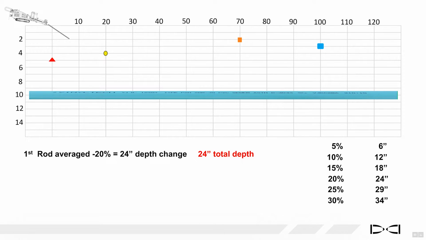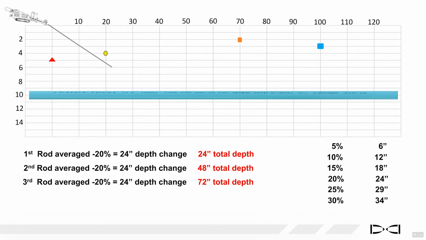First rod goes in the ground averaging minus 20%. Second rod goes in the ground averaging minus 20%. Third rod, same thing. So I can already see that this might not be a good bore plan to use. We'll end up drilling too near that natural gas line.